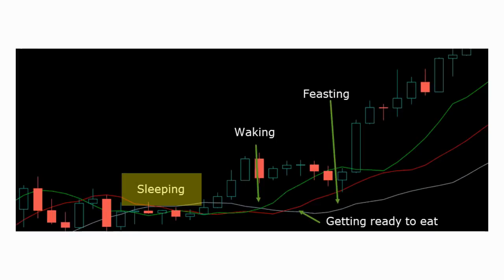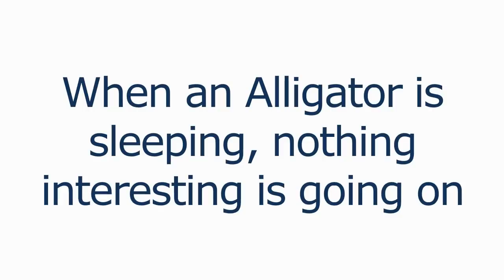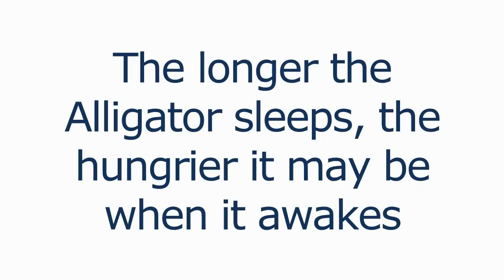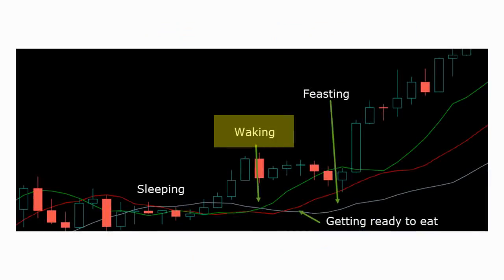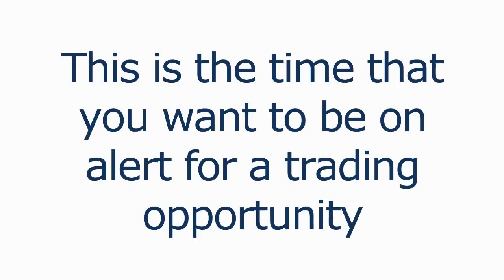Now here's a great analogy which will help you decide when a trading opportunity could be presenting itself. When the 3 lines of the alligator are intertwined, the alligator is sleeping. So when the alligator is sleeping, nothing interesting is going to happen. The longer the alligator sleeps, the hungrier it may be when it wakes up. So you think of a market that's ranging. We know it's going to break out, and the longer the range continues, the more violent the breakout can be. So as the green line starts to cross, that's the lips opening up, we could be looking at an alligator getting ready to feed. And this is the time that you want to be on alert for a trading opportunity.